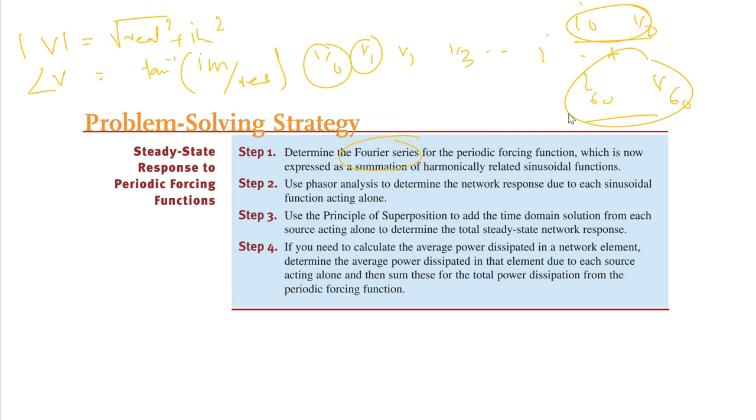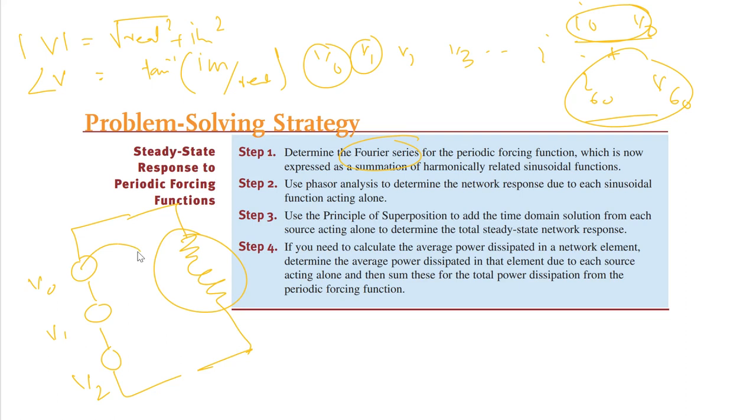If you need to calculate the average dissipated power in a network element, determine the average power in the element due to each source, and then sum up all the powers. So this is again the same thing. First we were talking about the separate sources that we had, V0, V1, V2. Now we are talking about a dissipating component in it. If you want to find the dissipated power in this, we will first calculate the power delivered from this, and then from this, and then from this, and then add up all things.